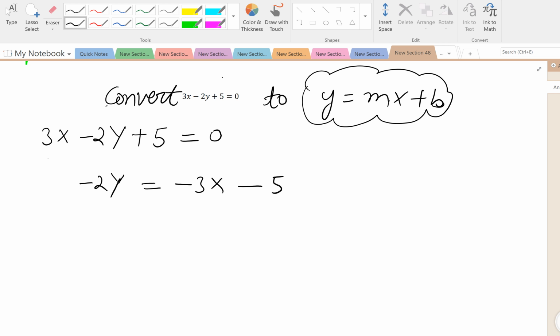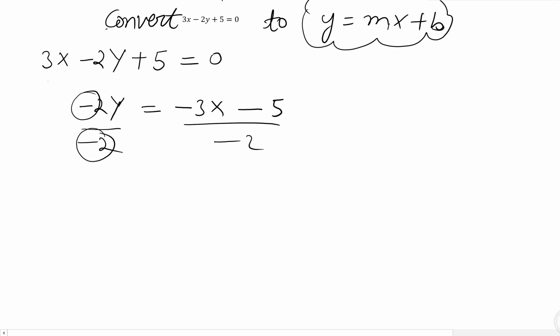Good? Now the next target is this value, minus 2. I have to get rid of minus 2, and minus 2 is multiplied by y. In order to get rid of any number which is multiplied, we do the opposite operation. That means you have to divide both sides by minus 2. Now when you divide by minus 2, what do you get? This minus 2 is divided by minus 2, so you just get y. Good. So we're left with just y. They cancel, so you have y equals.